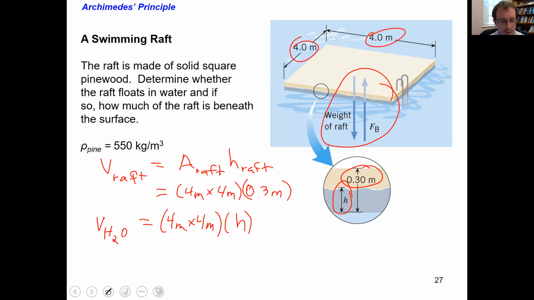One other thing that I'd like us to recall is that mass is equal to density times volume. This means that if I'm concerned about the mass of my raft, then that's going to be equal to the density of the raft times the volume of the raft.